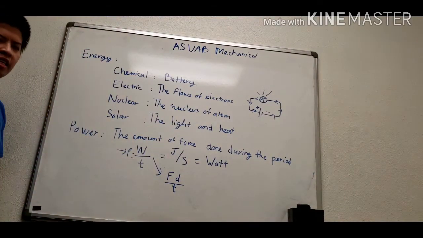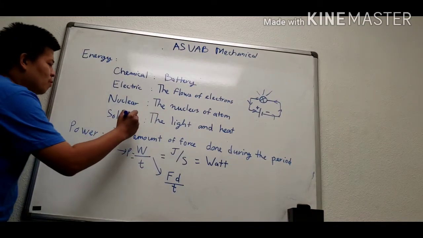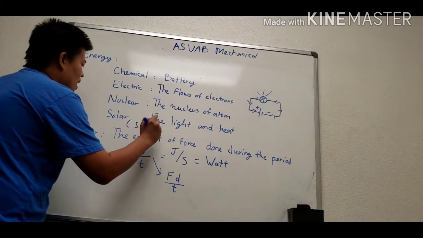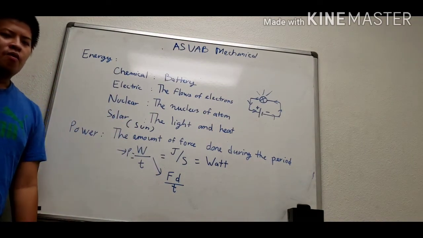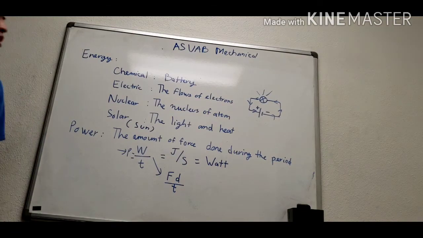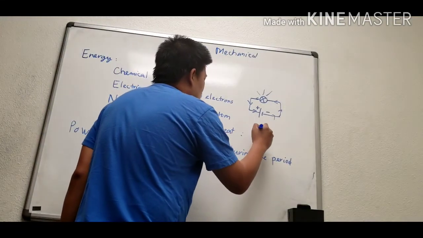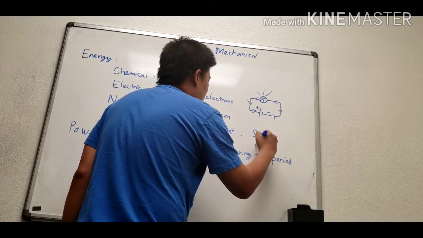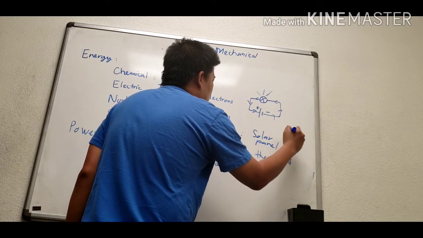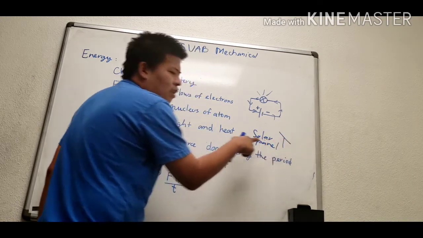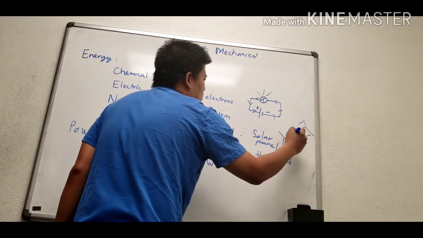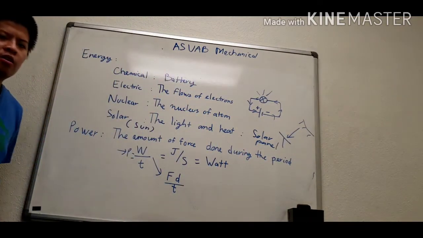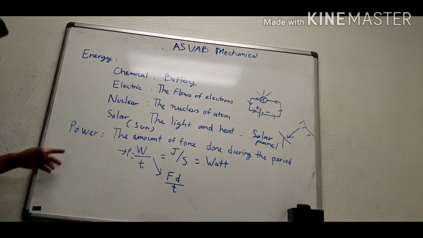Nuclear energy is about using plutonium, uranium to create the nuclear energy. So we have the nucleus of the atom. Solar energy is about the energy from the sun. They use the light and the heat. And a good example is the solar panel, because in the solar panel, the sunlight hits the solar panel and they create the solar energy.